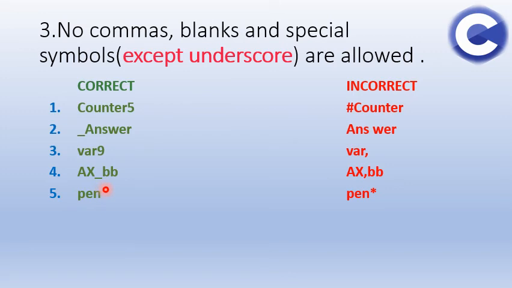Again ax underscore bb is allowed, it is following all the rules for variable names. Here ax underscore comma bb, comma is not allowed in a variable name, so it is incorrect. Here your pen is following all the rules. Here pen asterisk, this asterisk is a special symbol and special symbols are not allowed anywhere in a variable name, so it is an incorrect variable.